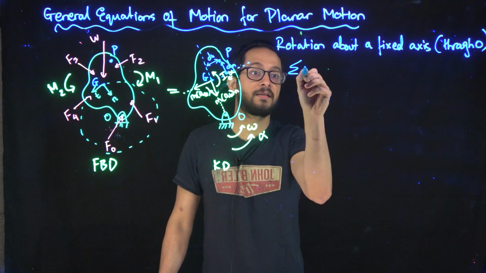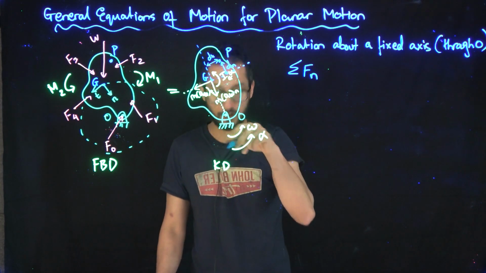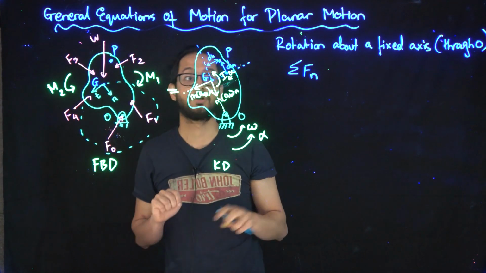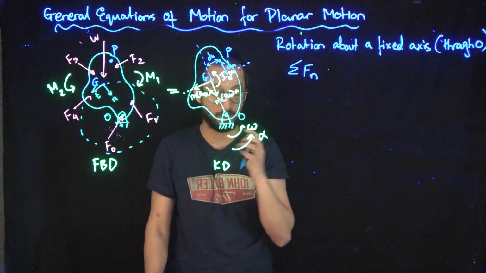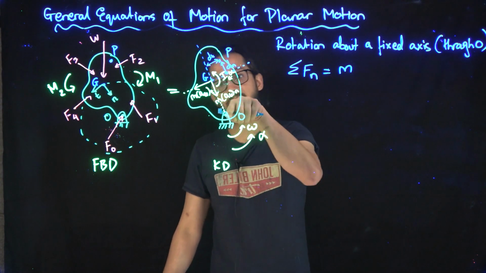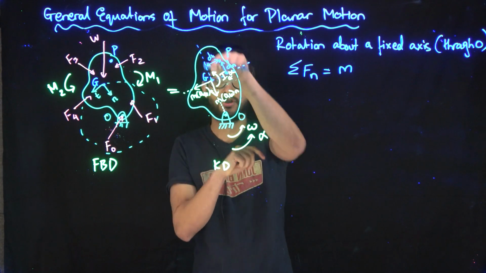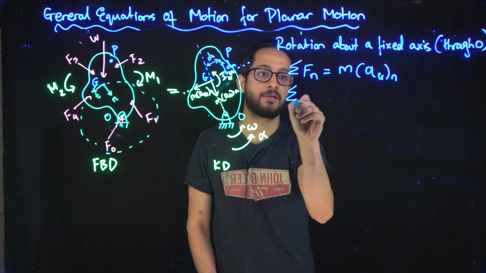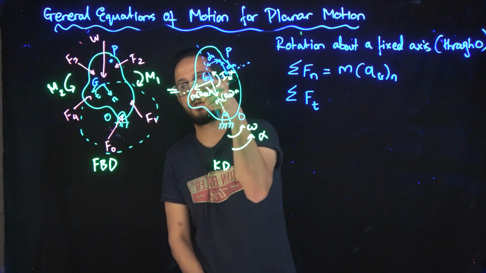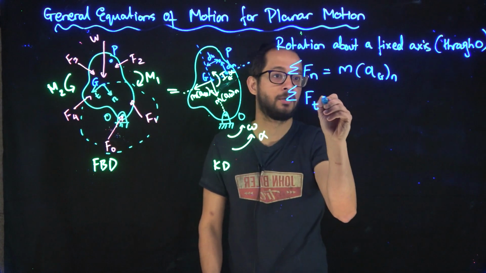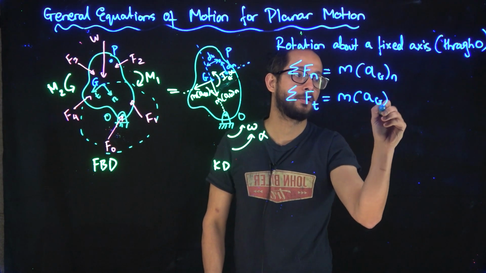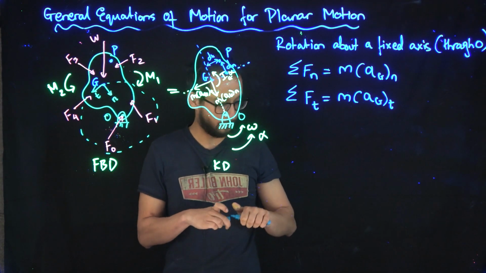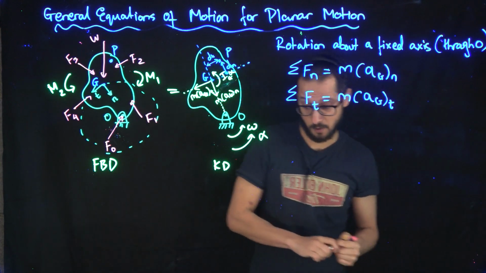So you can say that the sum of forces in the normal direction, summing all these forces including your reaction forces, is equal to the mass times the acceleration of G in the normal direction. And similarly, the sum of forces in the tangential direction is equal to mass times the acceleration in the tangential direction. Now, what's the point of doing this? Ashish, you're driving us crazy with all this math. No, there's a point to this.